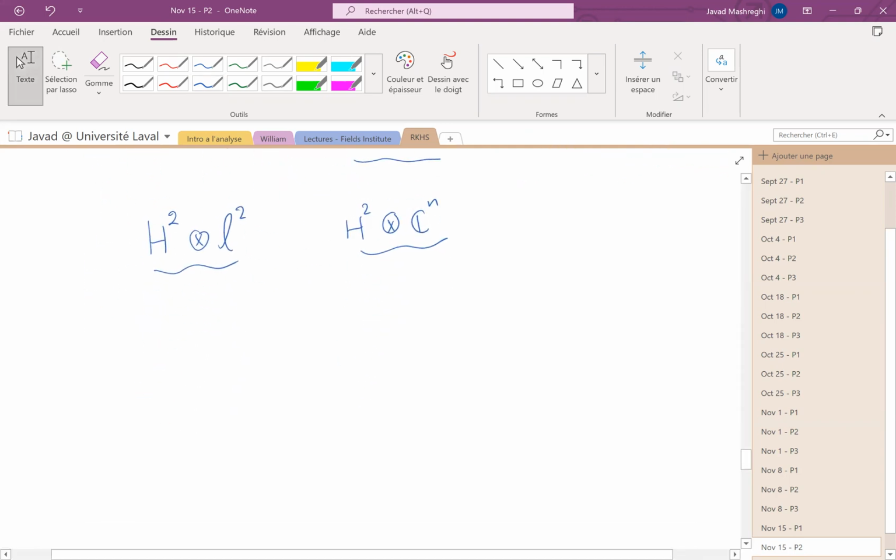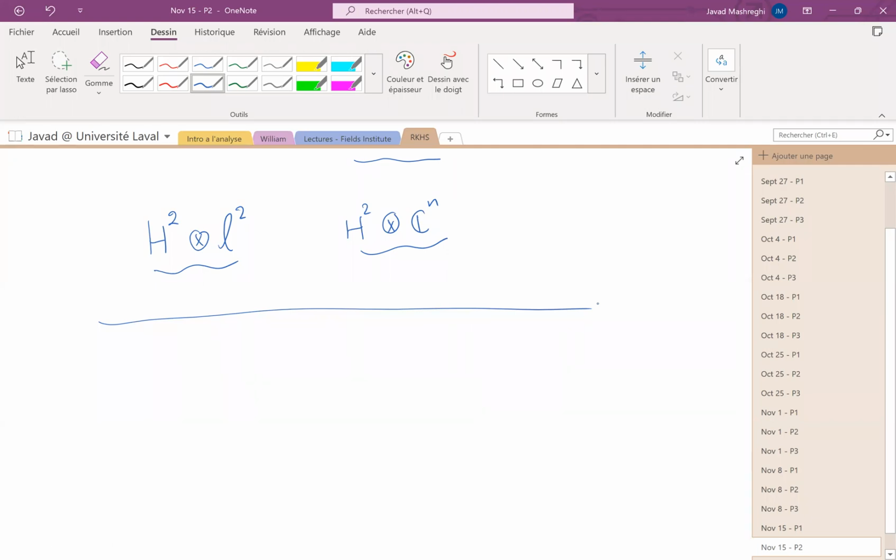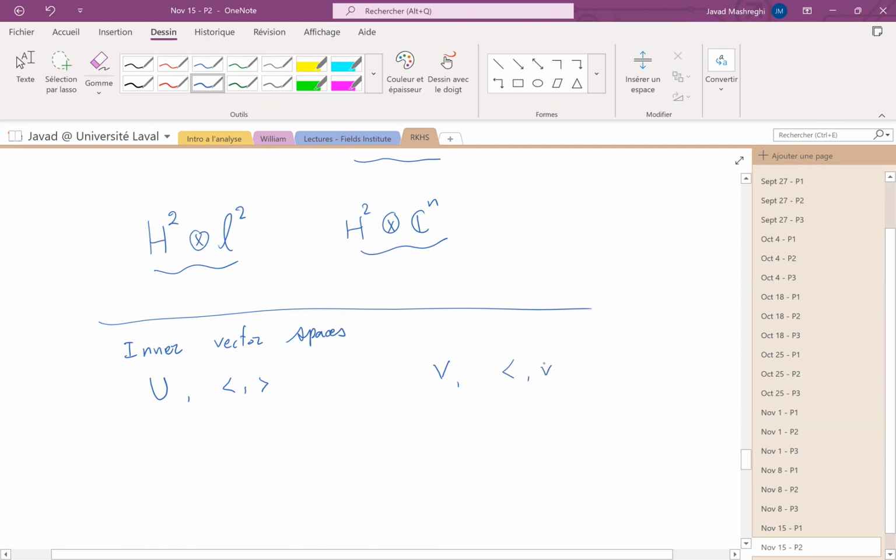To finish this part, up to here it was based on my notes. There is one proposition in the book, proposition 4.9. Up to here, I considered Hilbert vector spaces. When we go into inner product spaces, let me add this. I need to say this before the proposition. Inner product vector spaces: you have U, and there is an inner product in U, and the same for V. You have V, and there is an inner product in V.